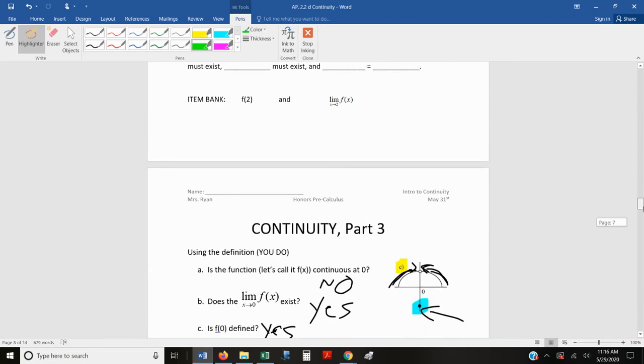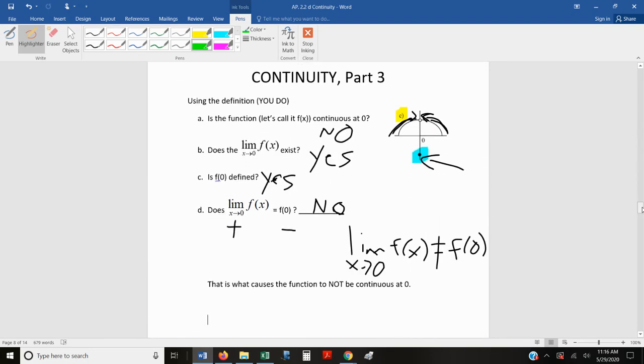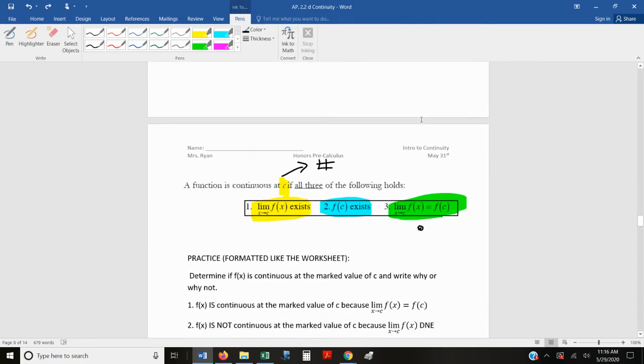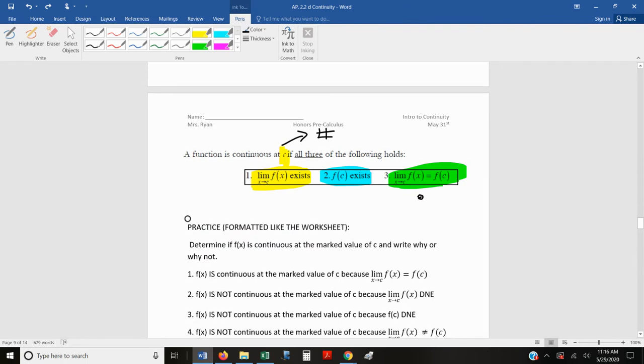If we go back to this example, the first part is, do you have a limit? Yes, we do. The second part is, do you have an output? Yes, we do. The third part is, are they equal to each other? If they were equal to each other, then we would have had continuity because it would have looked like this. But that's not what we had. So the third part of the definition, after you've established you have that limit, you have an output, the last part is, are they equal to each other? And so all three of those things have to be true in order to have continuity. There's a limit, there's an output, and they're equal to each other.